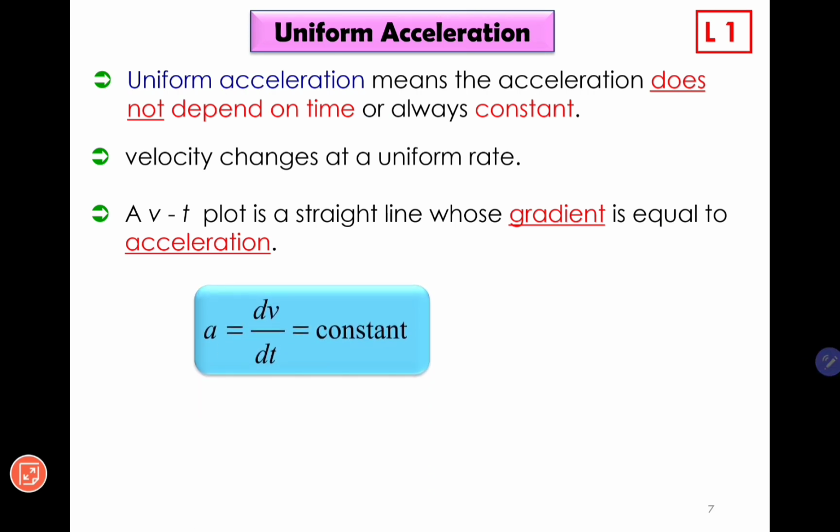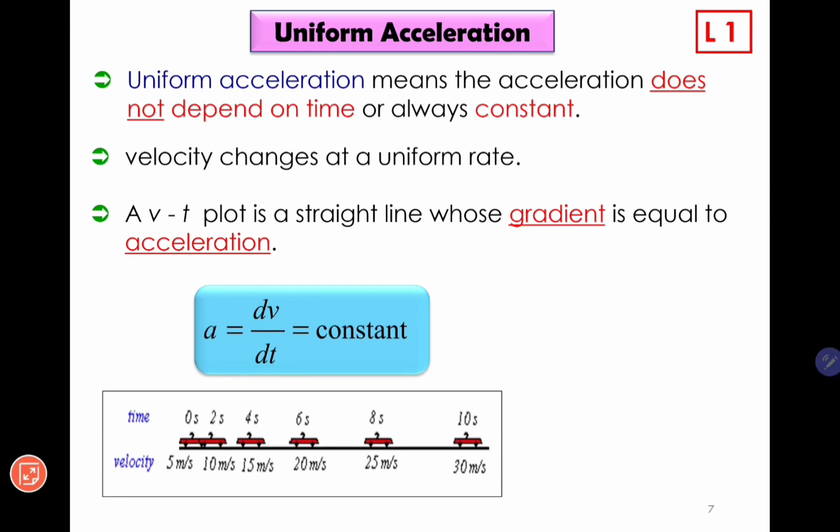Alright, acceleration equals to dv over dt, and for this case, we know that the acceleration is constant, which is uniform. So by giving you a graph which is v against t, the gradient here representing acceleration. So at any position, the gradient still the same. That is why we are talking about uniform acceleration.